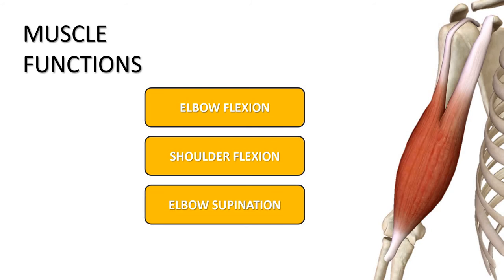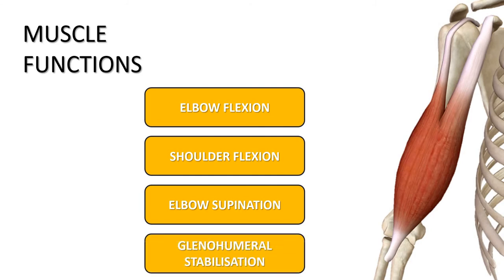It is also a powerful elbow supinator, or forearm supinator. So this is where, if you have your palm facing down and turn it upwards to face the ceiling, that's supination. And finally, during shoulder abduction, the biceps brachii acts to stabilize the shoulder joint, the glenohumeral joint.